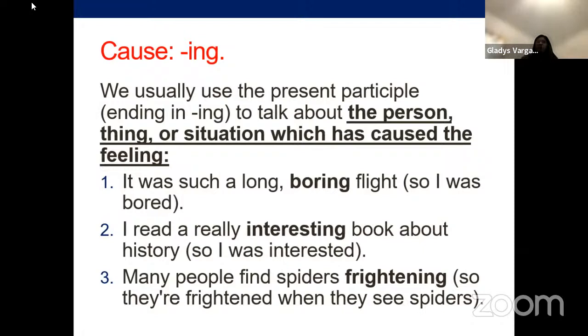We usually use the present participle ending in ing to talk about the person, thing, or situation which has caused the feeling. It was such a long, boring flight, so I was bored. I read a really interesting book about history, so I was interested. Many people find spiders frightening, so they are frightened when they see spiders. Great. Thank you, Gladys. Right?